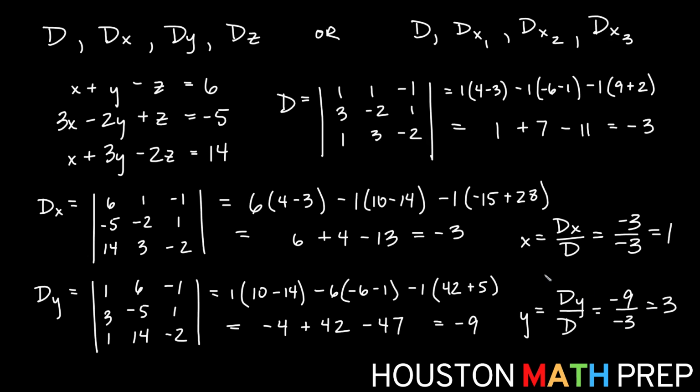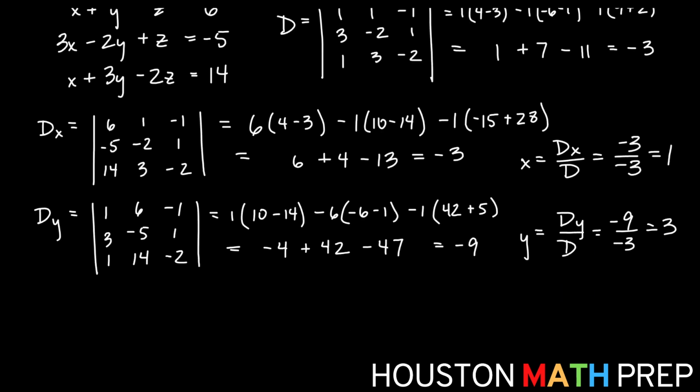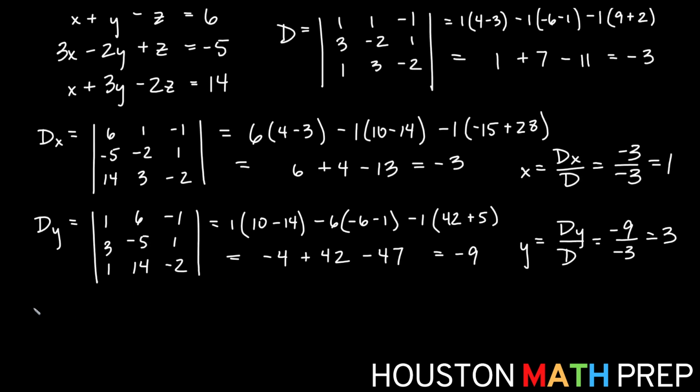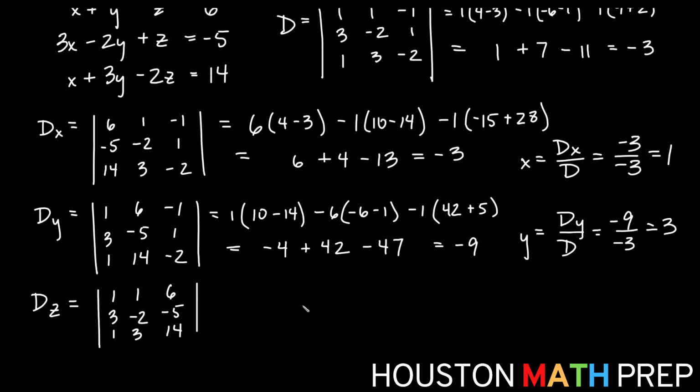And so then dz, scroll down just a little bit, enough that we have room here. So dz, we're going to take that 6, -5, 14, put it in for the z coefficients, right? So keep the original x column coefficients, the original y column coefficients. And we'll do that, okay?